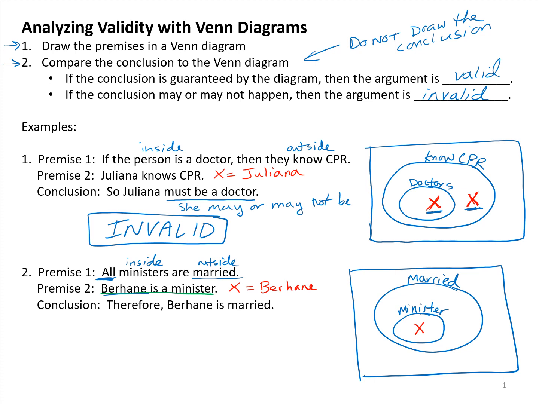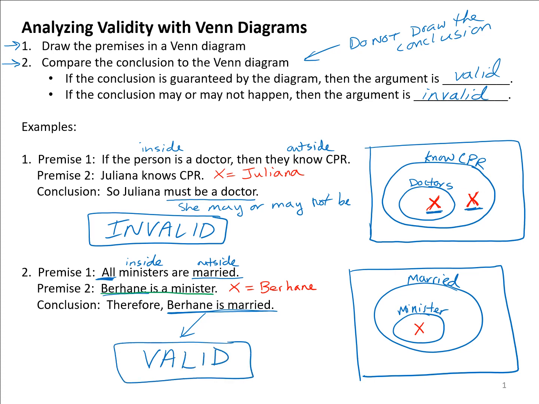So we've drawn the two premises. Now we compare the conclusion to it. The conclusion is that, therefore, Berhane is married. Okay, well, let's take a look at whether the X for Berhane is in the married set. Well, the X is in the minister set, and the minister set is in the married set. So X is within the married circle. So this has to be the case. So this is valid.